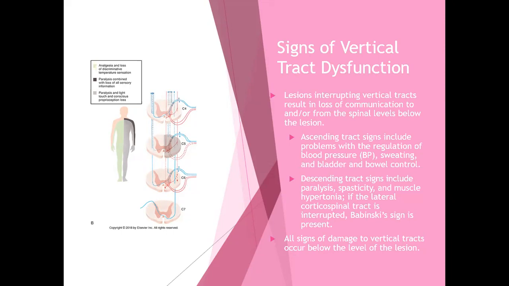Descending tract signs include paralysis, spasticity, and muscle hypertonia. If the lateral corticospinal tract is interrupted, then Babinski's sign is present. Babinski's sign is a reflex test where you scrape your thumb along the bottom of the sole of the foot, and in a positive Babinski sign, the toes splay out. In babies who haven't integrated that reflex yet, they have a positive Babinski. Normal adults do not; they have a negative Babinski. So adults with vertical tract dysfunction show that Babinski sign. All signs of damage to vertical tracts occur below the level of the lesion.